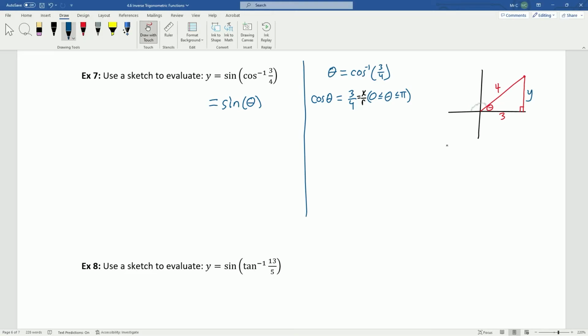So I apply the Pythagorean theorem. 3 squared plus y squared equals 4 squared. That's 9 plus y squared equals 16. Subtract the 9, you get y squared equals 7. So y equals the square root of 7. So finally, that leads me to the value for sine of theta. Sine of theta is y over r, so that's just the square root of 7 divided by 4.